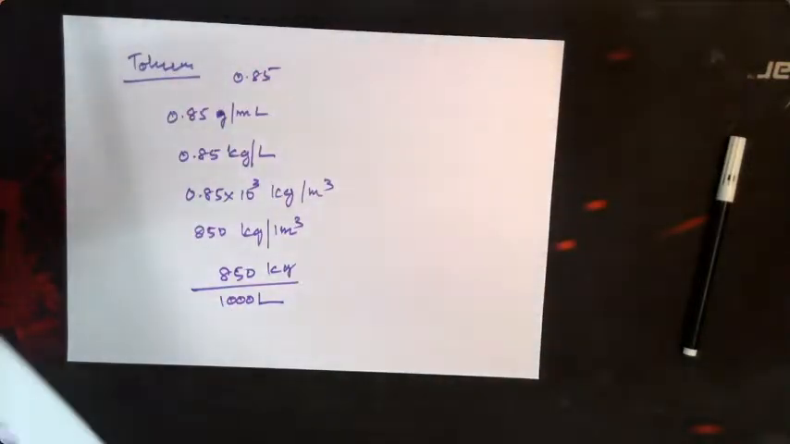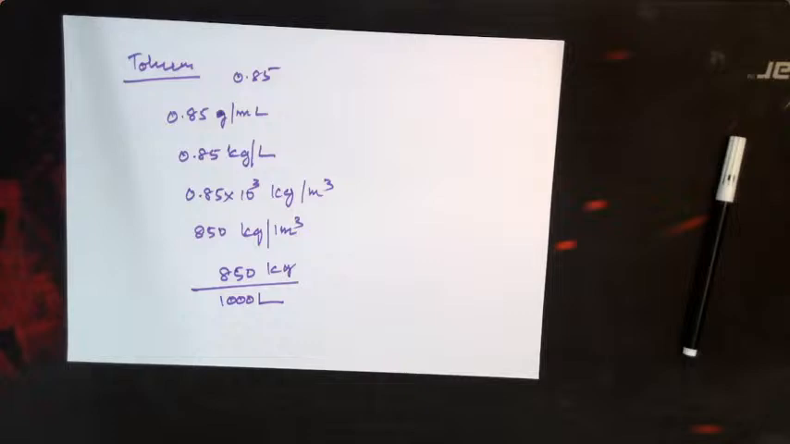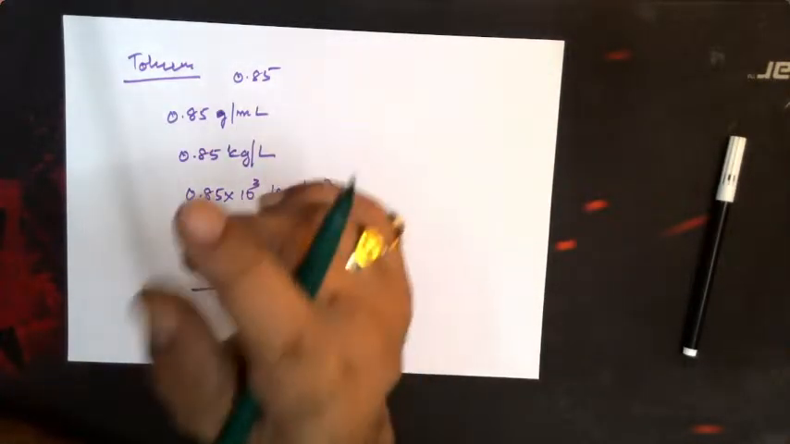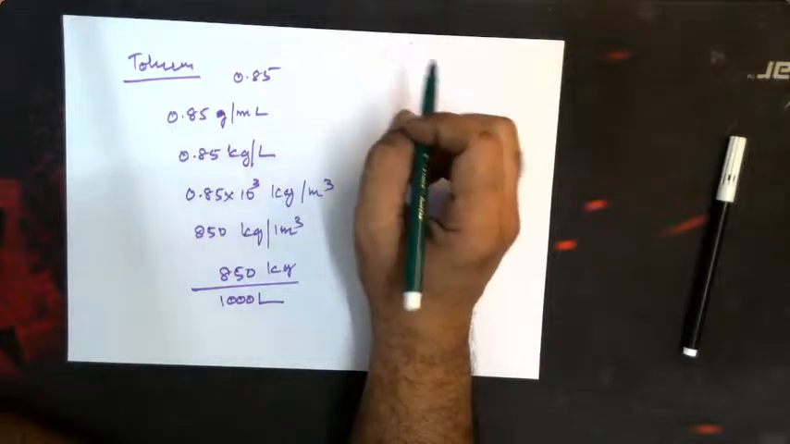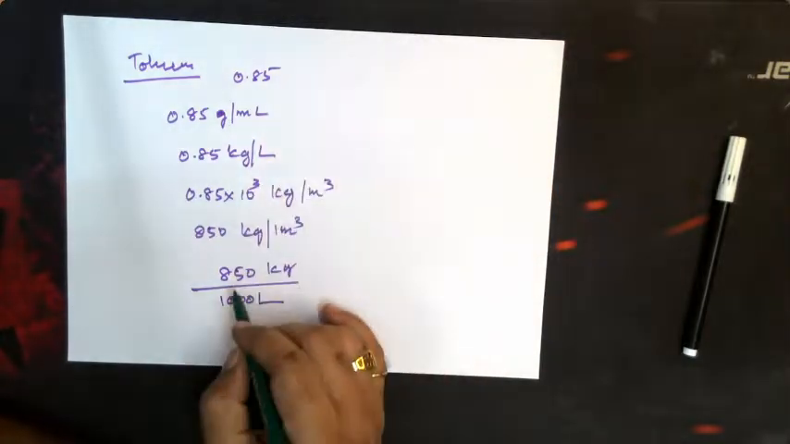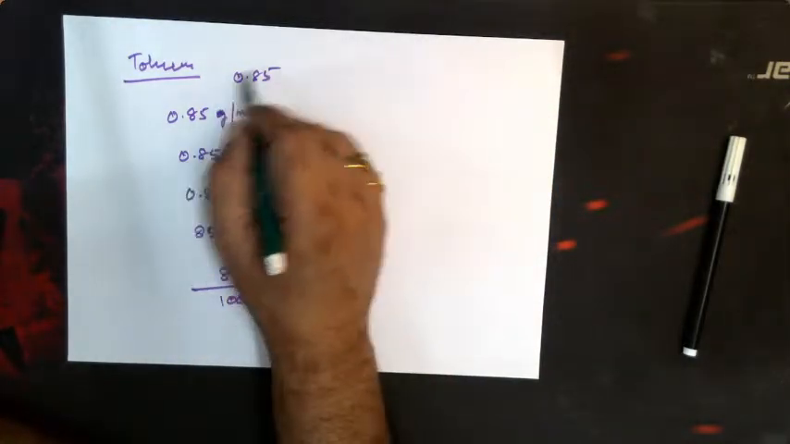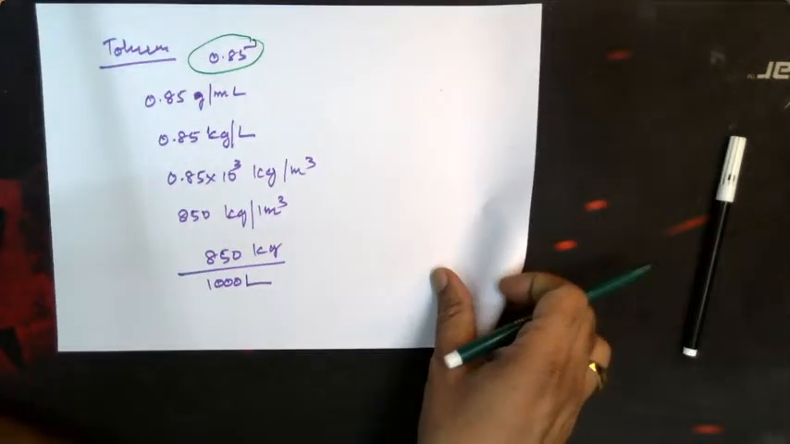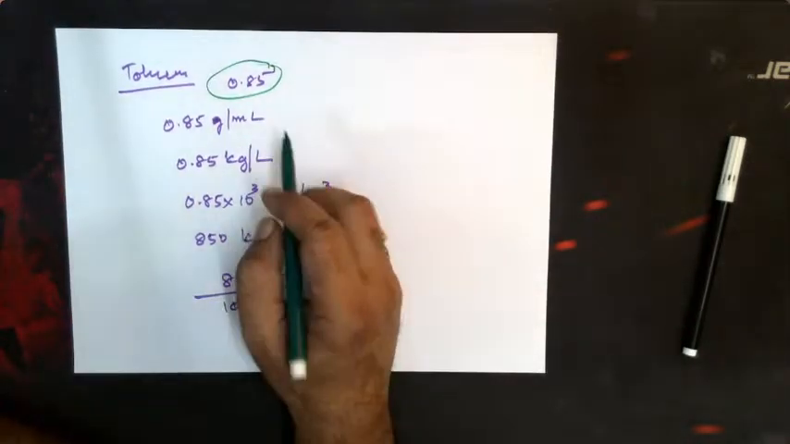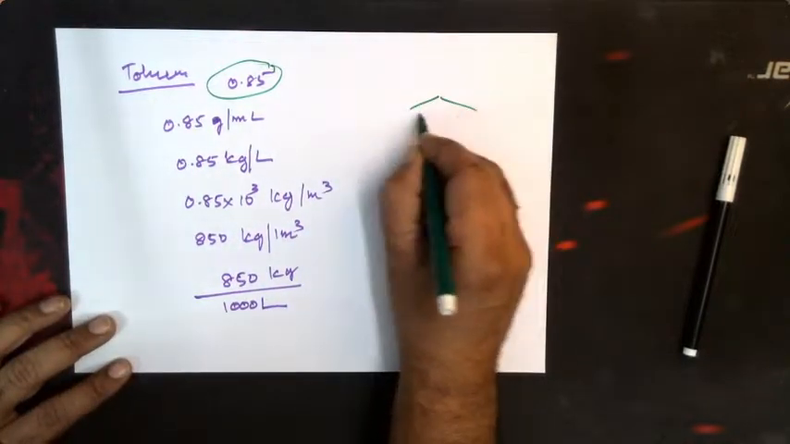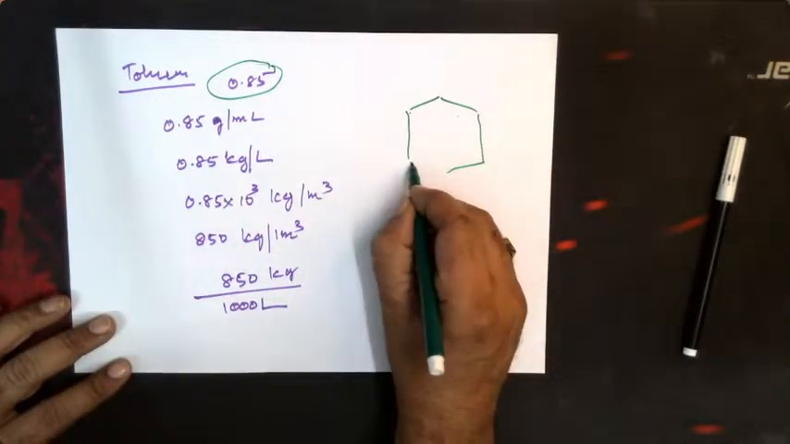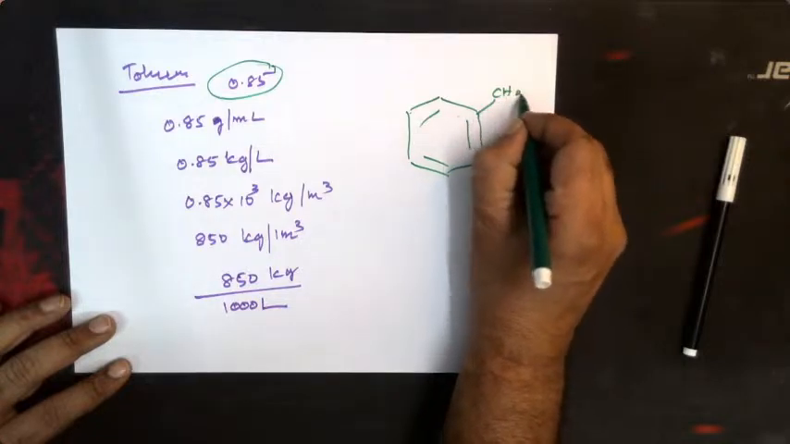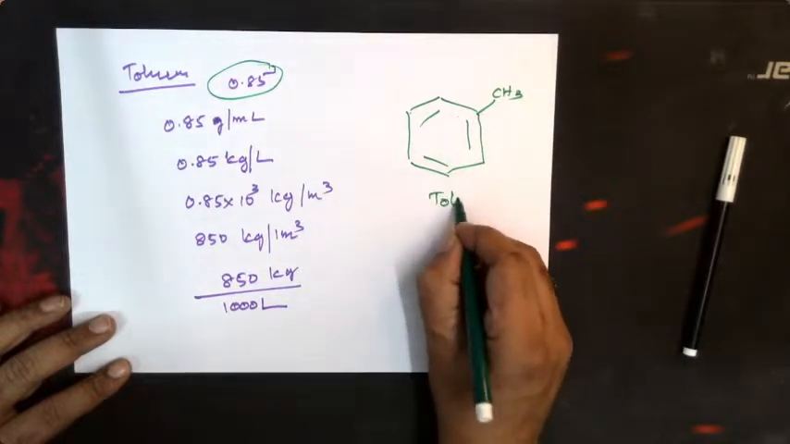Now let us see the case study. As I already discussed, it is the experience encountered by one of my clients. So he got this 850. Now you are able to understand how. So 0.85 is the specific gravity or density of toluene. This is benzene, and this is toluene. Methyl benzene is toluene.